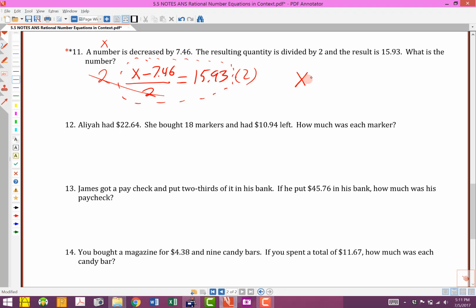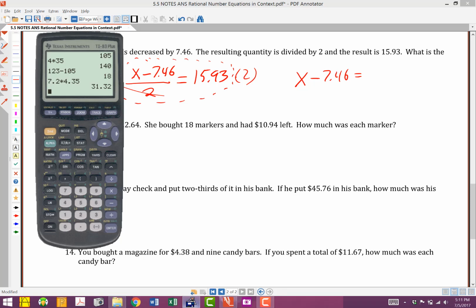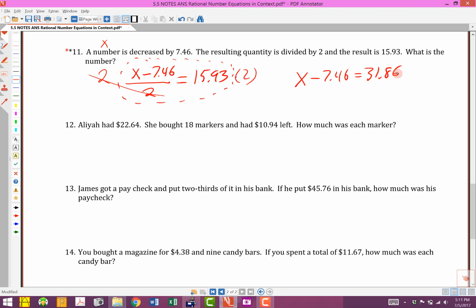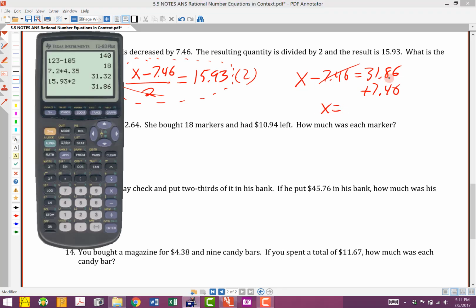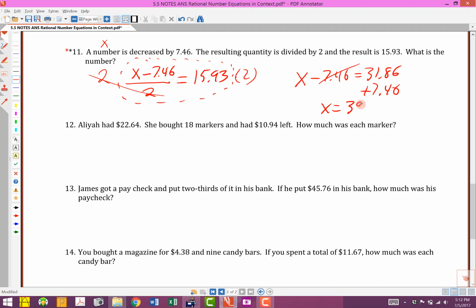Those are going to cancel, so we end up with x minus 7.46 equals, let's see what this is on the calculator, 15.93 times 2.31, close to the last one, so 31.86. Then we add 7.46 to both sides, and x is equal to that last answer, 31.86, plus 7.46. So we get 39.32. Again, close enough that we don't have to do any rounding. So 39.32 is our answer to that one.